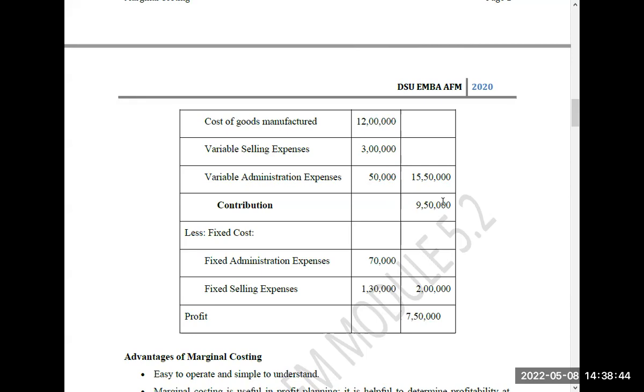So this is the concept of the marginal costing income statement, also called statement of income. I repeat finally: sales minus variable cost equal to contribution. Contribution minus fixed cost is equal to profit. That statement you have to remember.